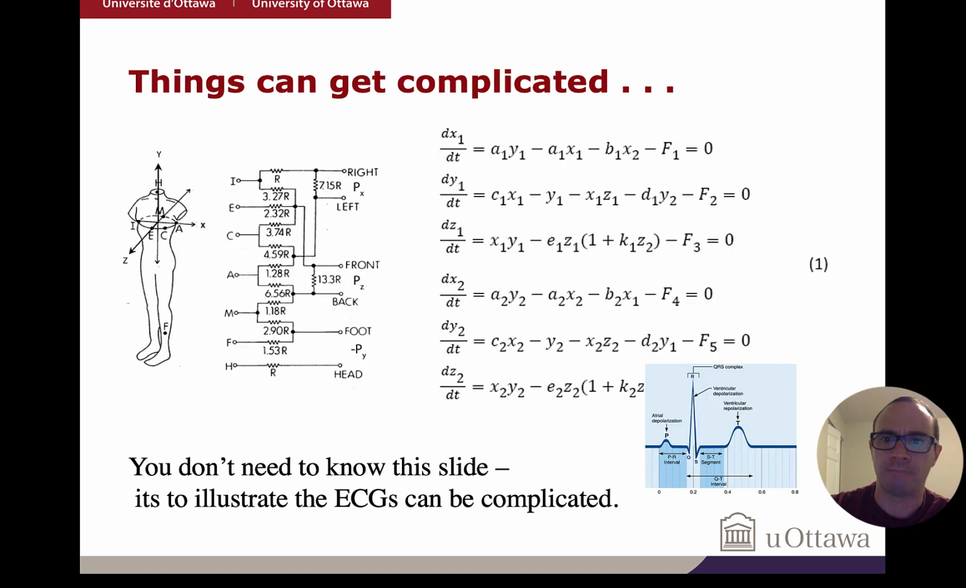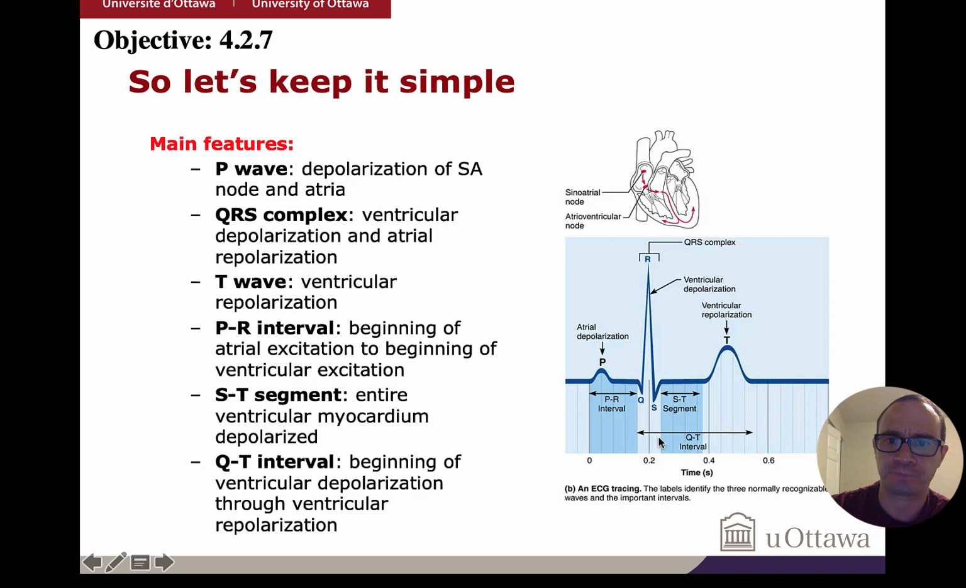Okay, as I mentioned, the math behind this actually gets quite complicated, and so trying to understand why this peak goes up, why this peak goes down, I think it's something that we can very safely say is beyond the scope of this course. Okay, so you don't need to know this slide. It's very simply to illustrate the concept that ECGs or EKGs, if you want to call them that, can be very complicated. So we're just going to assign meaning to each of these features without worrying too much about how that's derived.